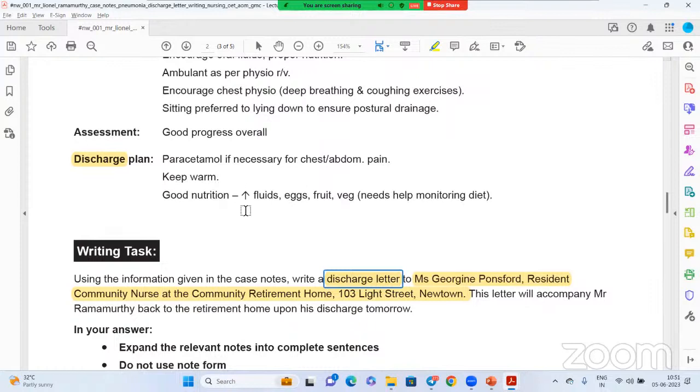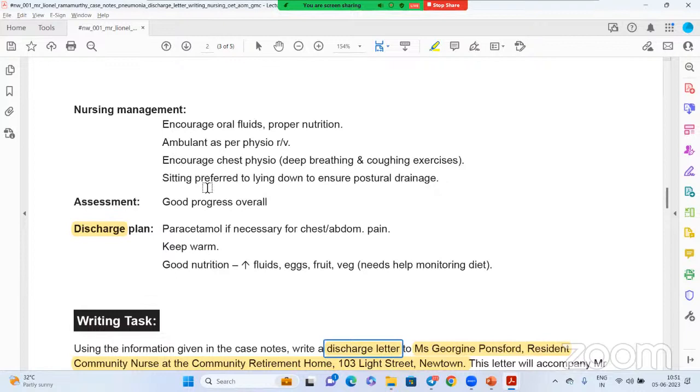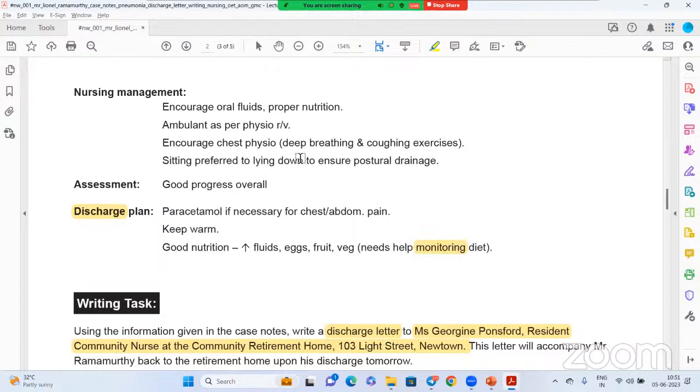He is going back to the retirement home. So nursing management: encourage fluids, encourage chest physio exercises. So manage his condition. Then keep warm, good nutrition, help monitoring. So he requires monitoring and he requires management.